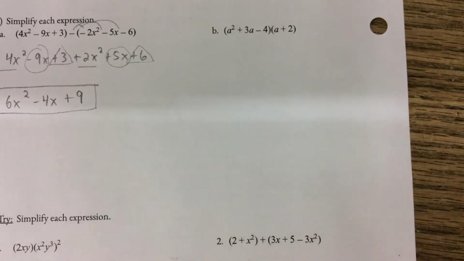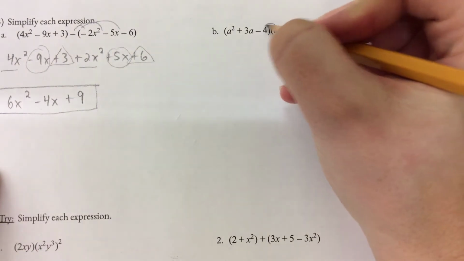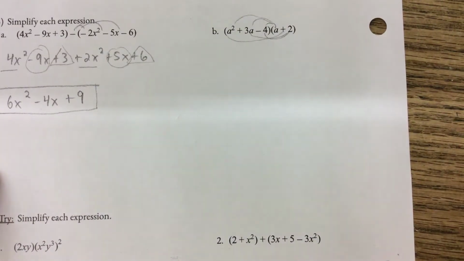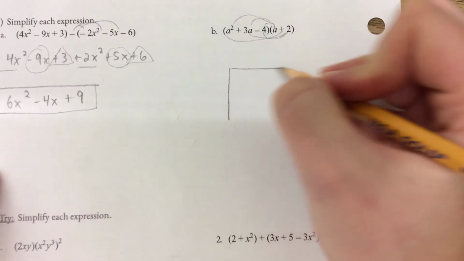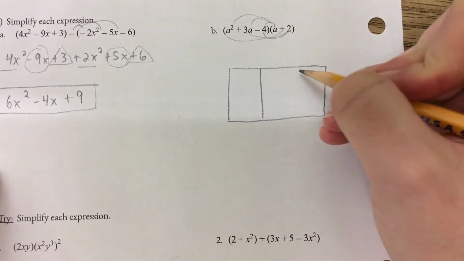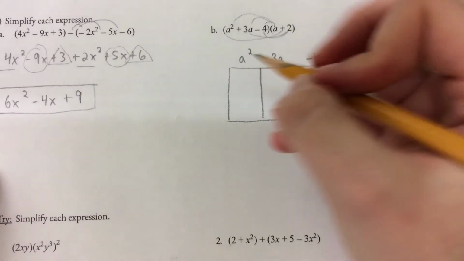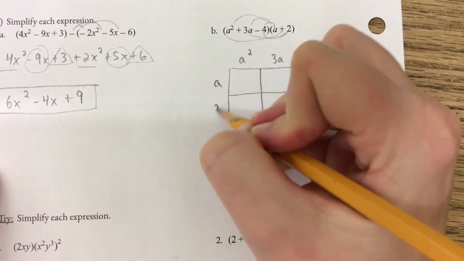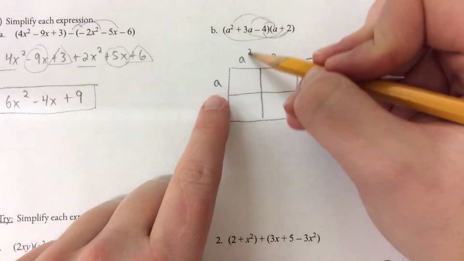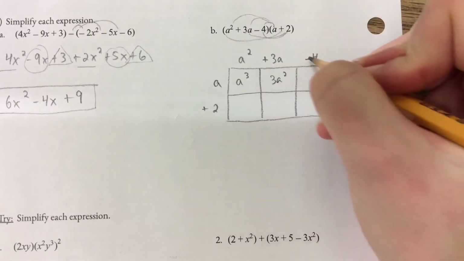Okay, and part B, we are multiplying. There's a couple different ways you can do this. You can distribute this in both parts like that, or you can set up a box. I really like to set up the box because I feel like it makes things much more organized. Since this has 3 terms, I'm putting 3 boxes on one side, and this has 2. Now I'm going to multiply into each of these boxes. So a squared times a is a cubed. 3a times a, 3a squared.